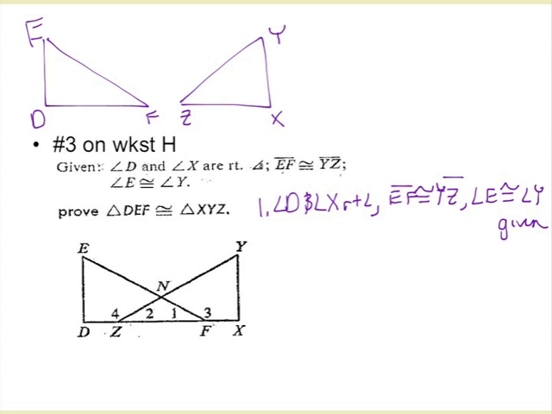So I can mark right angles. I can mark that EF and YZ are congruent, and I can mark angle E and angle Y. So I was able to make 3 markings, which is what we need to be able to say that triangles are congruent. So this one should be ready to go then, and this one is just 2 steps. We were given everything we need to be able to end out this proof.